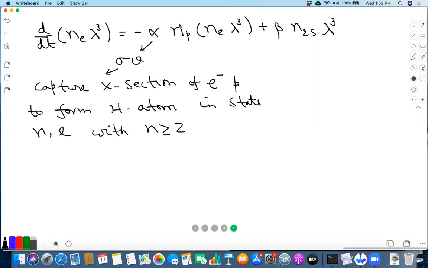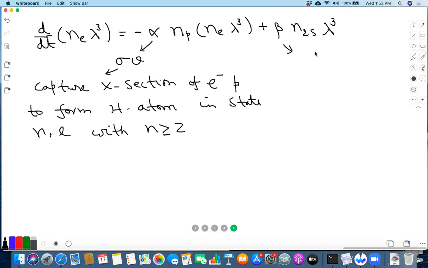So let me explain the various factors. We are counting the rate per electron. So you have to multiply sigma v times n, where n is the density of particles it collides with. The e⁻ collides with p to form a hydrogen atom, so that's why it's n_p. So this is the rate per electron, and then you multiply by the total electron density in the co-moving volume to calculate the rate per co-moving volume. So this is the rate of annihilation, and this one is the rate of creation.